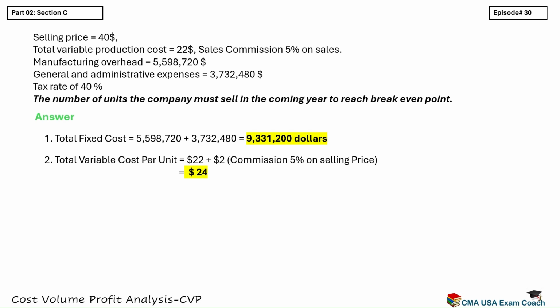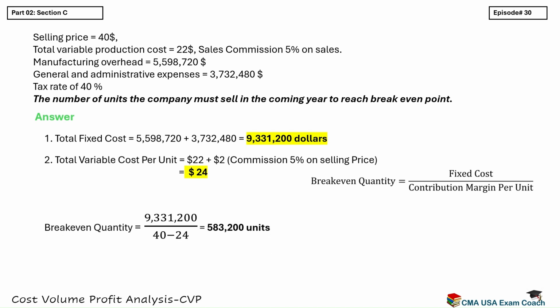Step 3. Apply the break-even quantity formula. Now we use the formula: break-even quantity equals fixed cost divided by selling price minus variable cost per unit. So we substitute the values: 9,331,200 divided by 40 minus 24. That gives us 9,331,200 divided by 16 equals 583,200 units. Final answer. The company must sell 583,200 units to reach the break-even point.